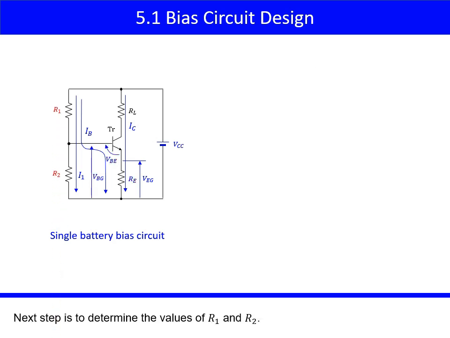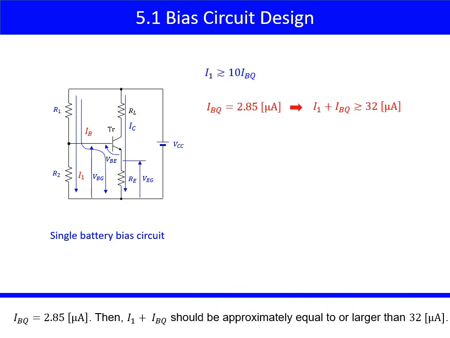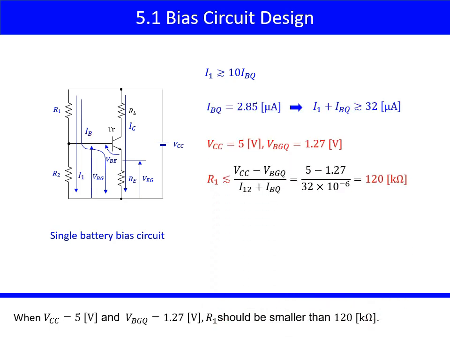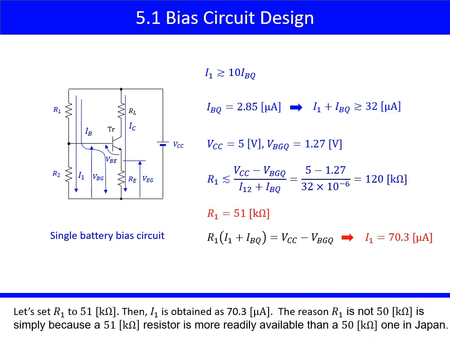Next step is to determine the values of R1 and R2. It is desirable to set I1 approximately equal to or larger than 10 times IBQ. IBQ was 2.85 microamps. Then, I1 plus IBQ should be approximately equal to or larger than 32 microamps. When VCC equals 5 volts and VBGQ equals 1.27 volts, R1 should be smaller than 120 kilo ohms. Let's set R1 to 51 kilo ohms. Then, I1 is obtained as 70.3 microamps.